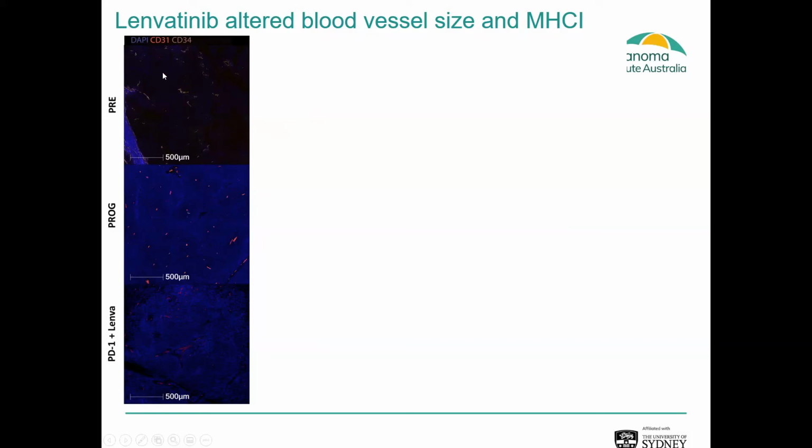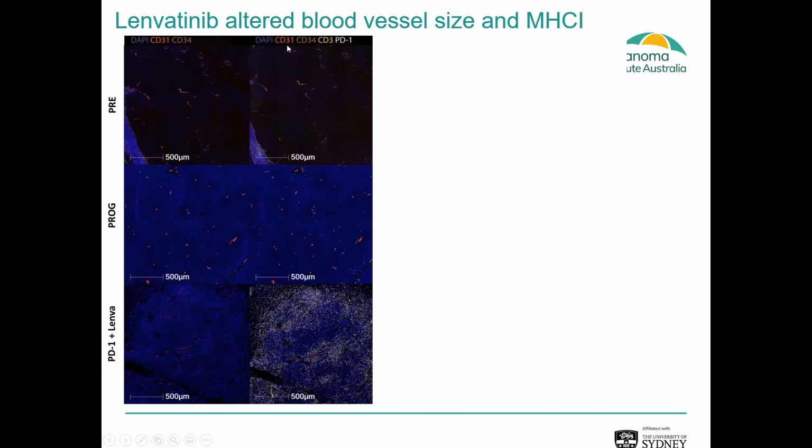One of the first things we noticed with the blood vessel markers, CD31, 34, we can see changes in the vasculature density and size following the different treatments. That's something we're not able to do with our single cell technologies. So we can see large vessels in the pre-treatment biopsy. However, at the prog biopsy, we can see these microvesicles have developed with very small vessels spread throughout the tumour. However, once the patient's treated with PD-1 plus lenvatinib, we see again large vessels forming within the tumour microenvironment.